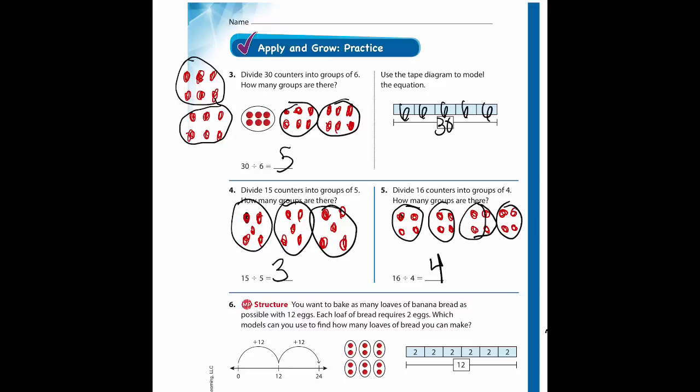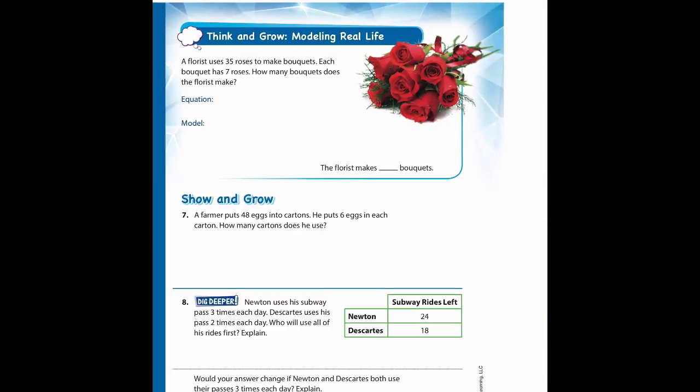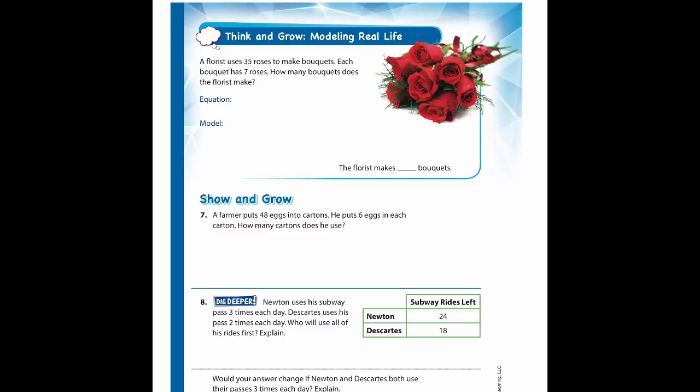If you need to pause me, and then when you're ready, come to this page here, find the roses. Okay, so we have a florist here who has 35 roses to make bouquets. Each bouquet has 7 roses. How many bouquets can she make? This is the real life I was talking about. So she has 35 roses and she wants to make as many bouquets of 7 as she can so she can sell them. So the equation would be 35 divided by 7 equals how many bouquets can she make?